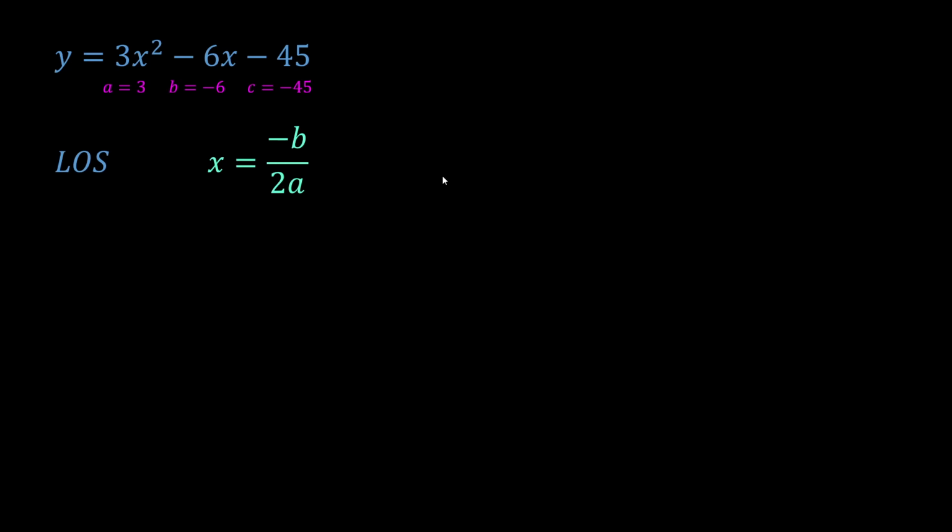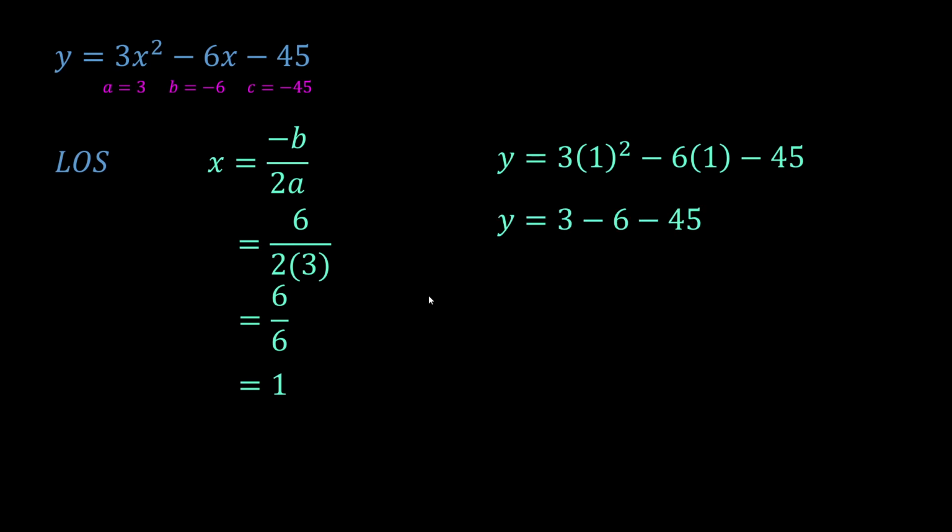We find our line of symmetry, negative b over 2a. b is negative 6, so it's going to be positive 6 over 2 times 3, 3 being our a value. So it'll be 6 over 2 times 3, which is going to be 6 over 6. So x is 1 in this case. We know x is 1. Let's put 1 into our equation here to find our y coordinate. We simplify that down and it becomes negative 48. So my turning point is 1, negative 48.